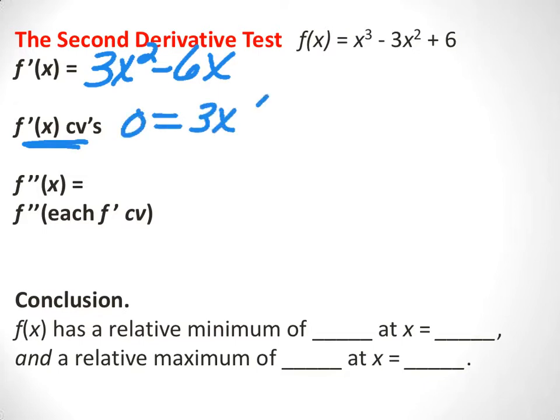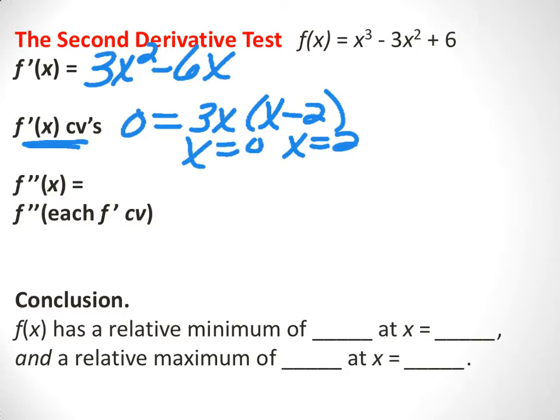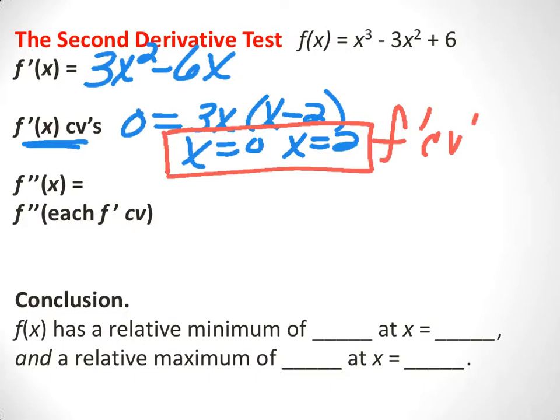Factor out a 3x while you're writing, x minus 2. So that gives us x equals 0 and x equals 2. Remember, these are the first derivative critical values. We then need the second derivative, and so the derivative of 3x squared is 6x. Taking the derivative of this guy, minus 6.